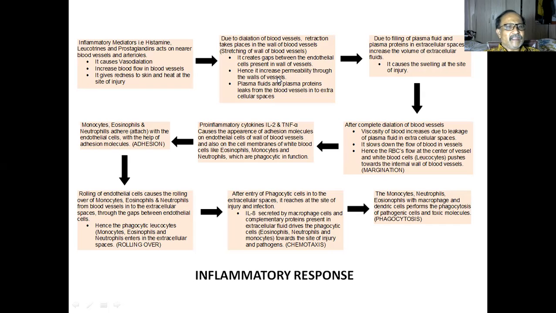The permeability of the blood vessel wall increases due to the appearance of gaps between endothelial cells which are present in the wall of blood vessels. Due to that retraction, plasma fluid and plasma protein leak from the blood vessels into the extracellular spaces.